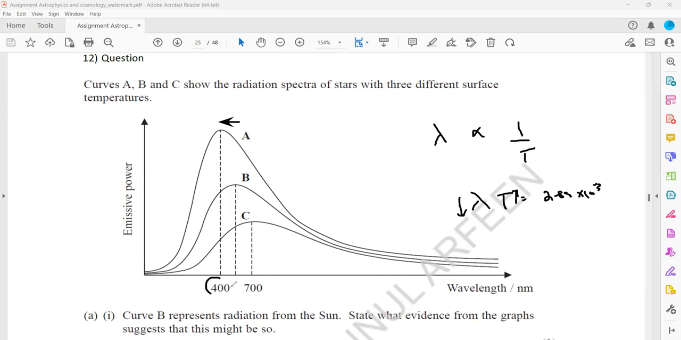So you can see the peak wavelength for A, B and C. A has a shorter wavelength, so it means star A has the highest temperature.